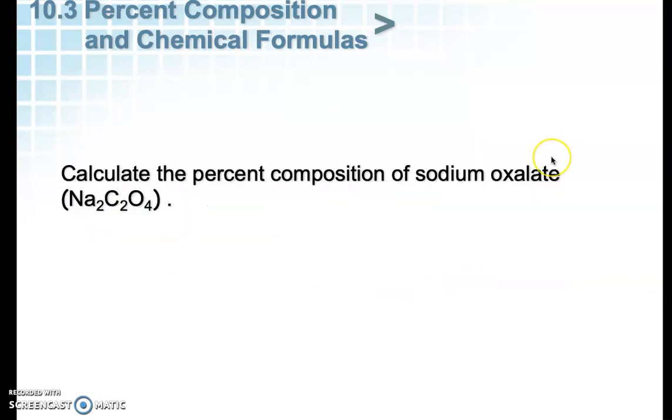Okay, last example. Calculate the percent composition of sodium oxalate. I'm not saying anything, just go ahead and calculate the percent composition of each one of these elements. Pause the video.